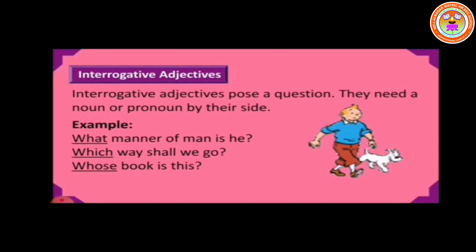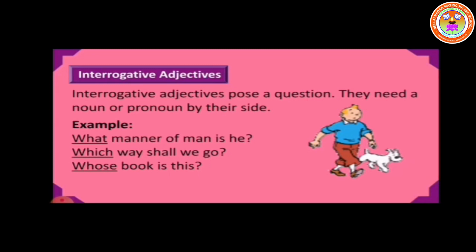Interrogative adjectives pose a question, asks a question. They need a noun or pronoun by their side. For example, what manner of man is he? Here, what is the interrogative adjective. Like that, which way shall we go? Which is the interrogative adjective. Like that, whose book is this? Whose. It becomes the interrogative adjective.